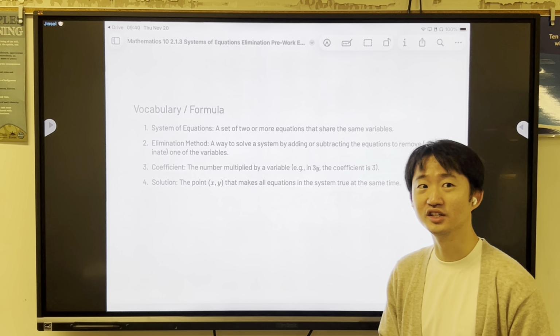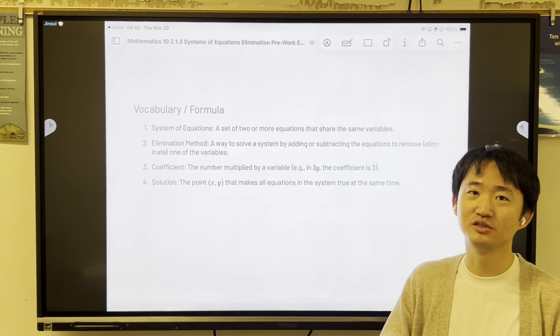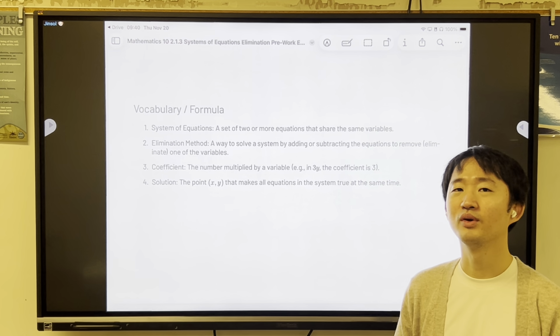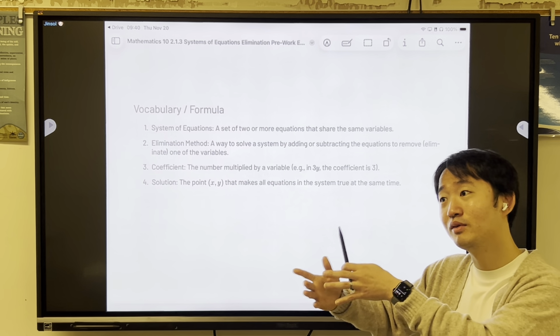And finally, the solution is x equals something, y equals something. It's a pair of those solutions, or we can also represent it as an ordered pair in the format of open bracket x comma y close bracket.